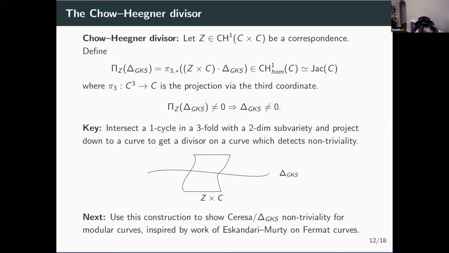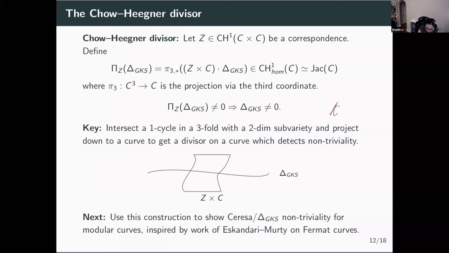If I think about the modified diagonal cycle, then I have a one cycle in a threefold, and it is hard to start. So what I can do is take a two-dimensional subspace inside this threefold and intersect it with my one cycle. Then they will intersect at finitely many points. Because my one cycle was given by seven copies of my curve, I can cheat and identify them essentially. Then I just get a whole collection of points, and they will give me a degree zero divisor on my curve. So that is my Chow-Heegner divisor.